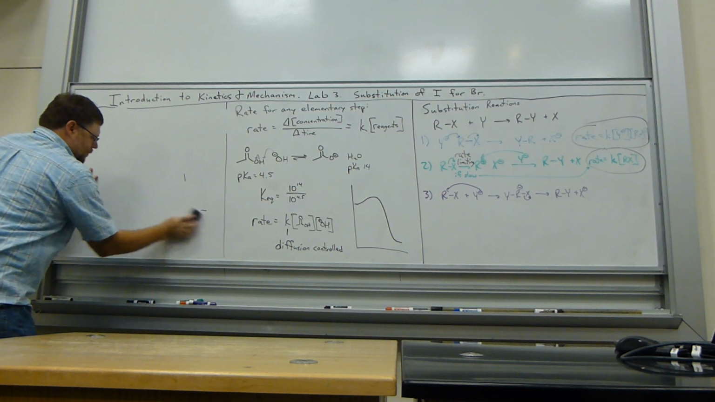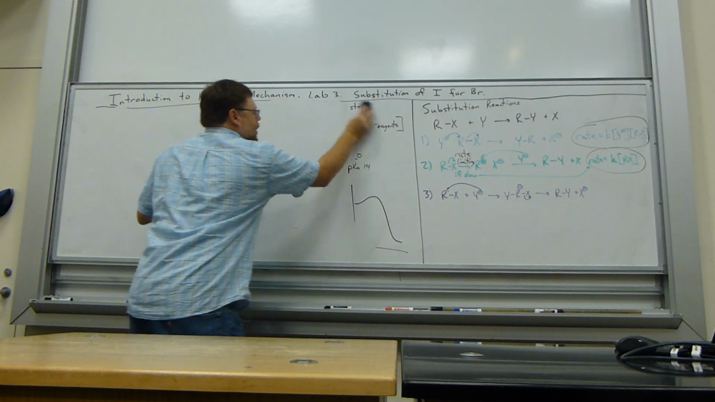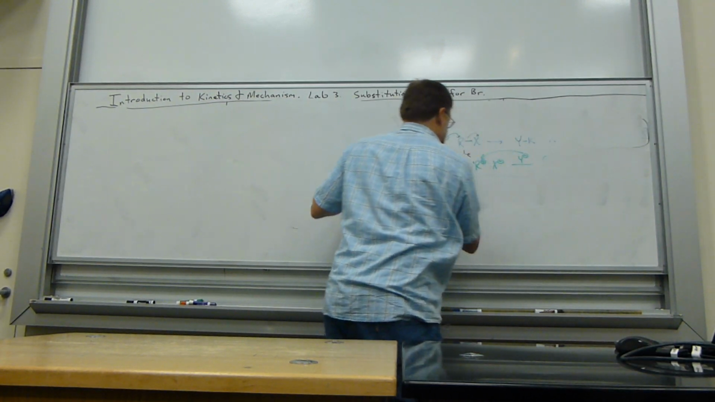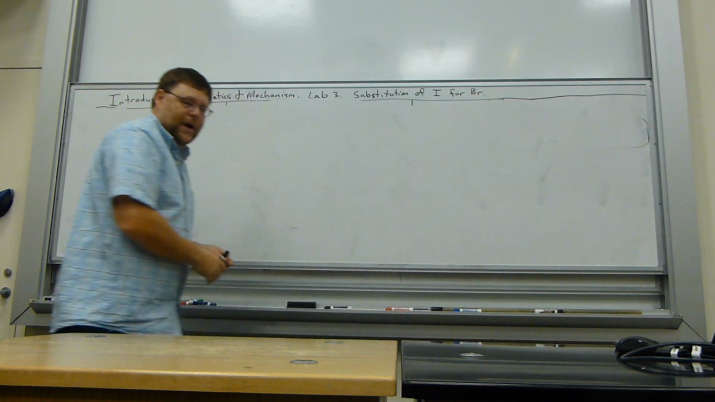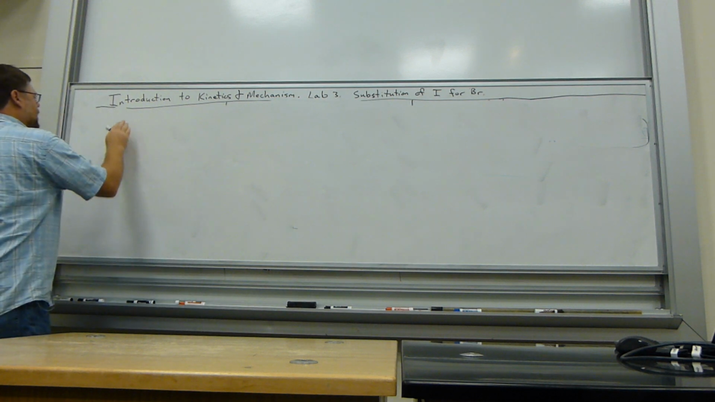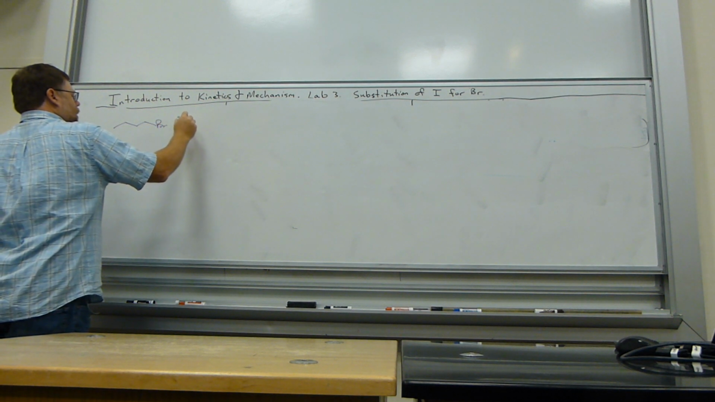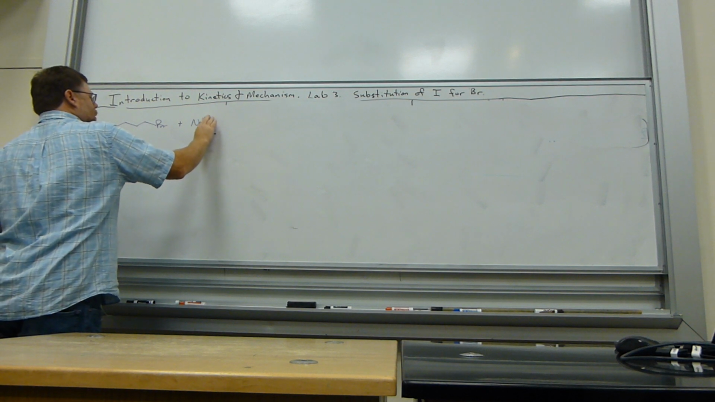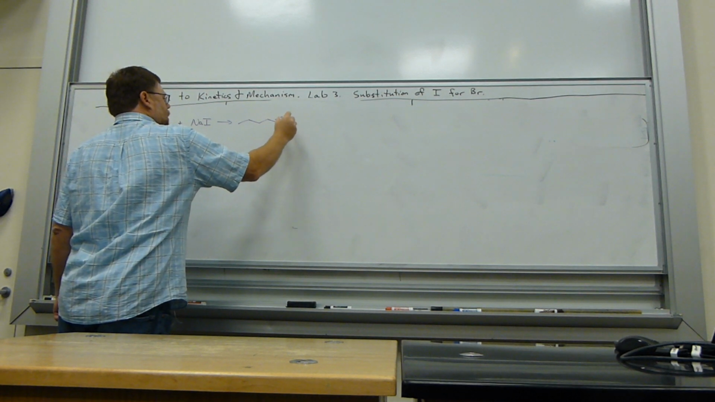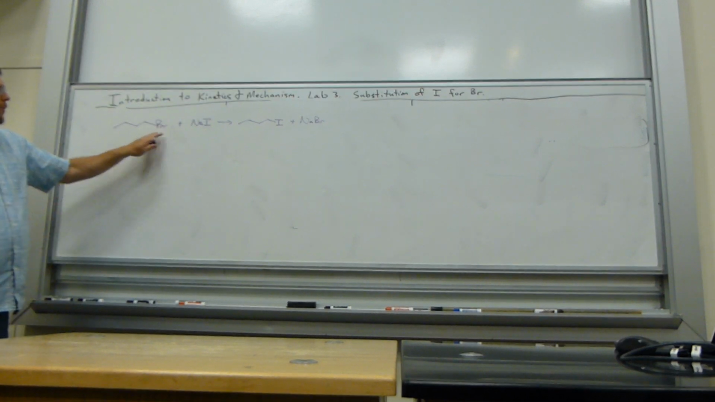So in this week's lab, we're going to substitute iodide for bromine in several reactions. I'm going to give you one example. I'm going to try to use a piece of pen to do it. All right, we're going to substitute I minus for Br minus.